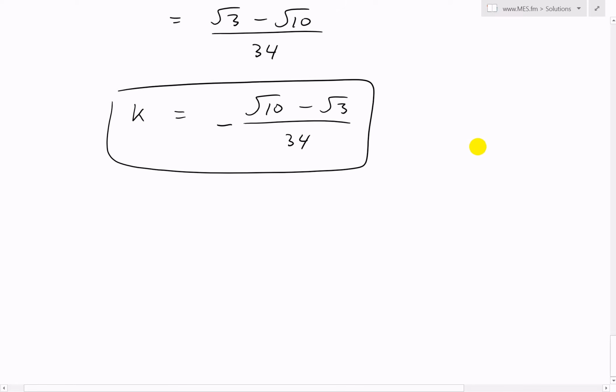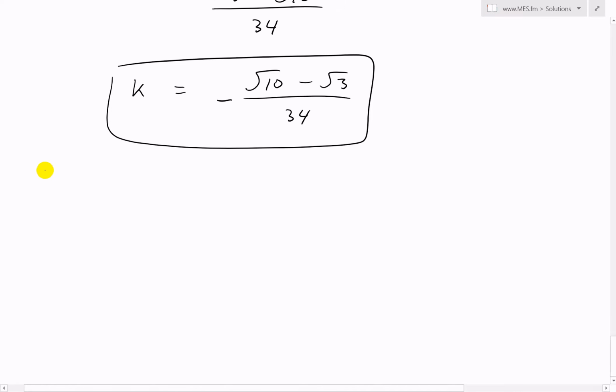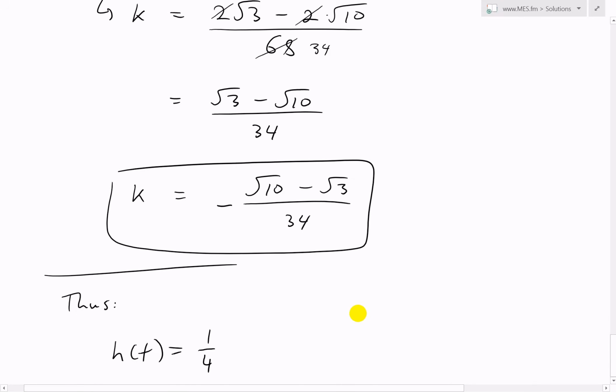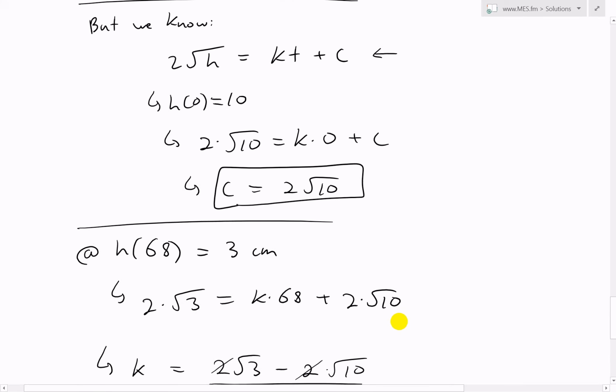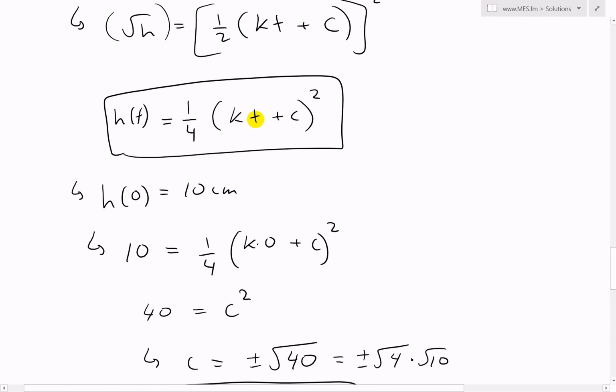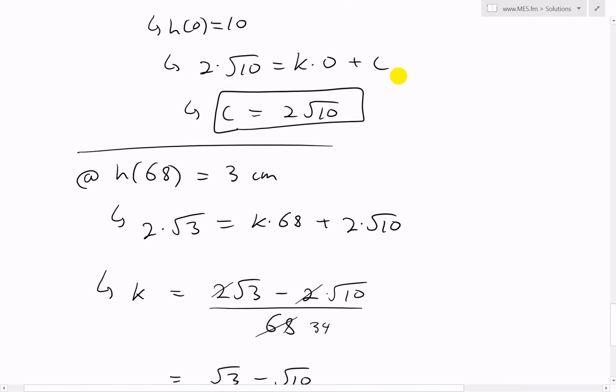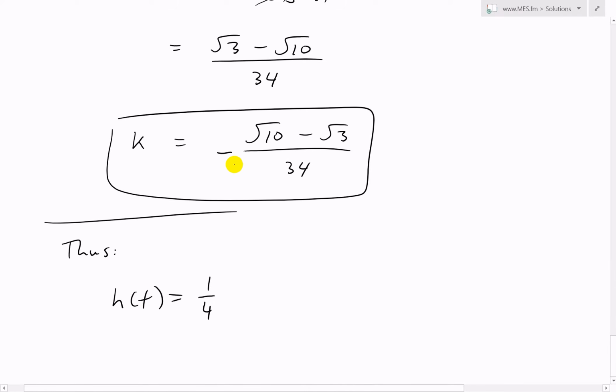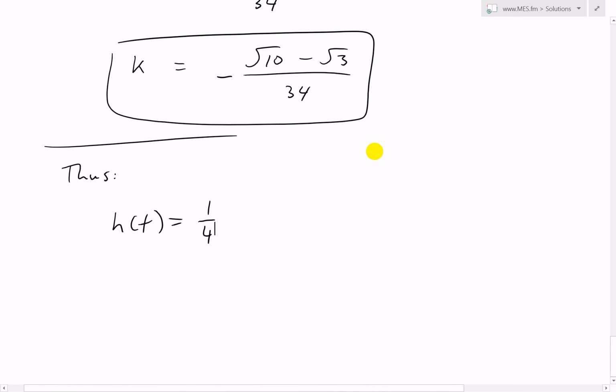Now we can combine this all together. Thus, if we write the complete values, our h of t is equal to 1 over 4. Let's go back up here. This was 1 over 4 times kt plus c, and then squared, where k is this. That's negative, so I'll put that on the right side.